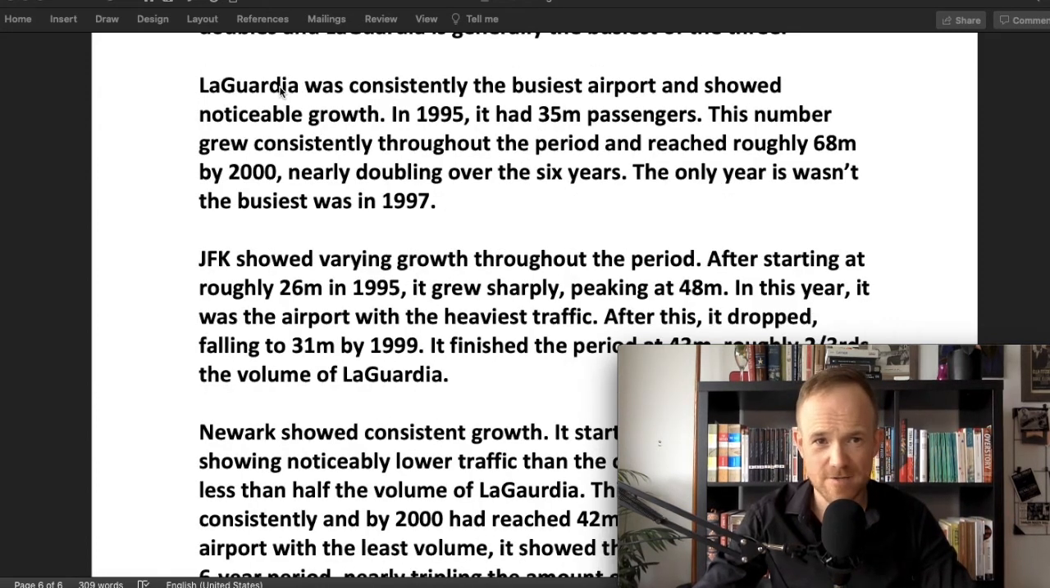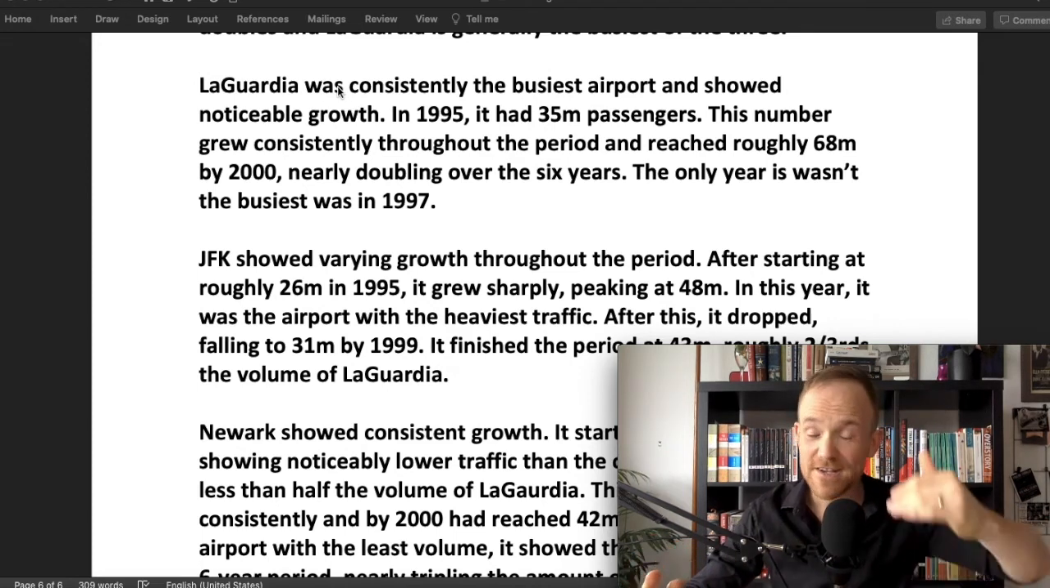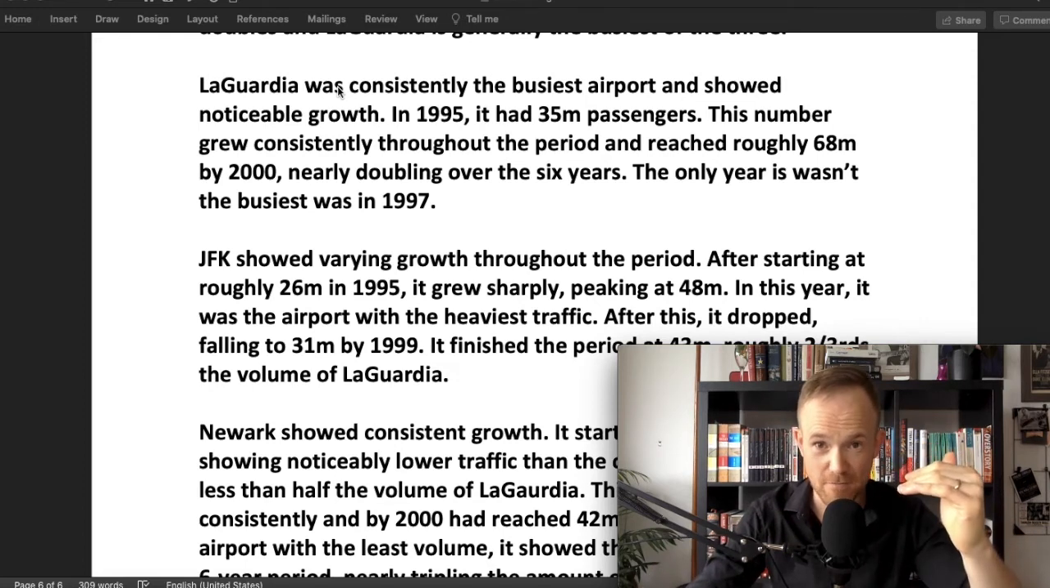Then, very simple. I've got 3 paragraphs, one for LaGuardia, one for JFK, and one for Newark. LaGuardia was consistently the busiest airport and showed noticeable growth. That's it. That paragraph is done. Everything I say now is going to support that piece of information. Now I give the data.